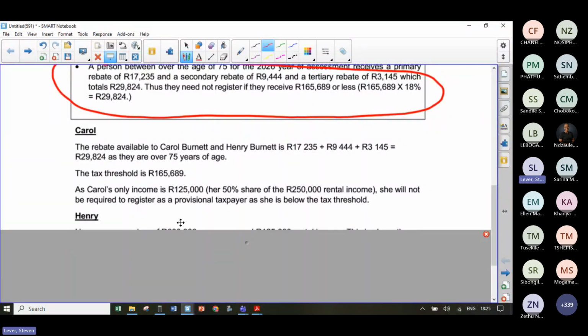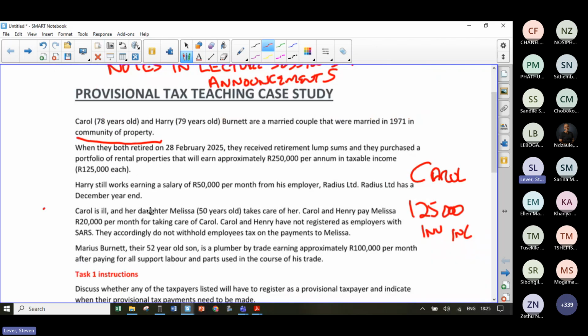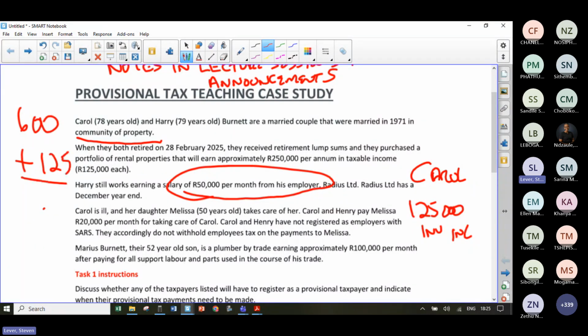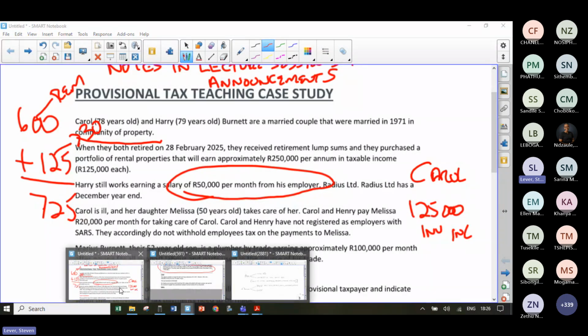Henry now. What did the question say about Henry? It said that he earns 50,000 Rand salary per month from his employer. So Henry earns 600 plus 125, which is 725. So guys, the moment you earn more than 30,000 Rand that is not subject to remuneration, this 600 is remuneration, there's employees tax, but this one is greater than 30,000. So is Henry required to register? Yes, Henry is required to register.